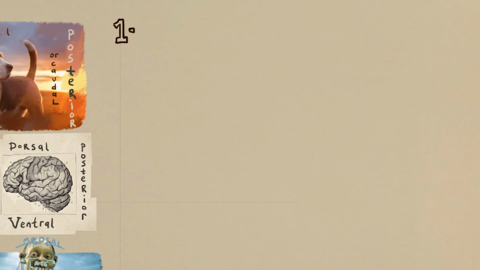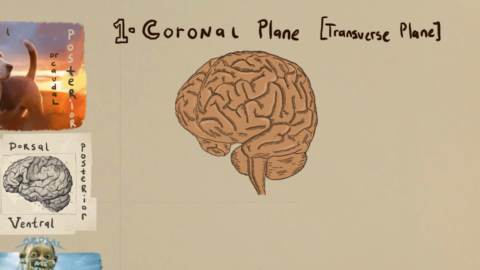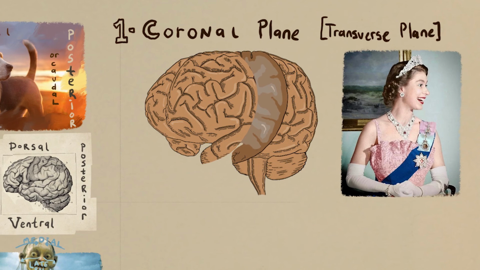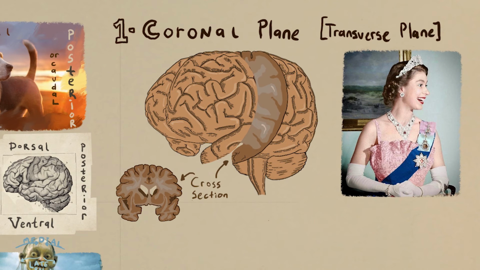We can slice the brain in three ways. The first one is coronal plane, or is known as transverse plane, like slicing a loaf of bread. Corona obviously means crown in Latin. Imagine a queen wearing a crown. A transverse plane gives us cross sections.